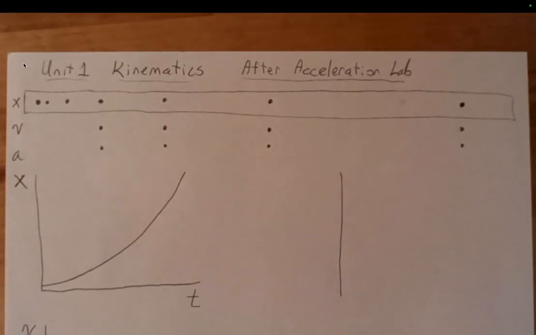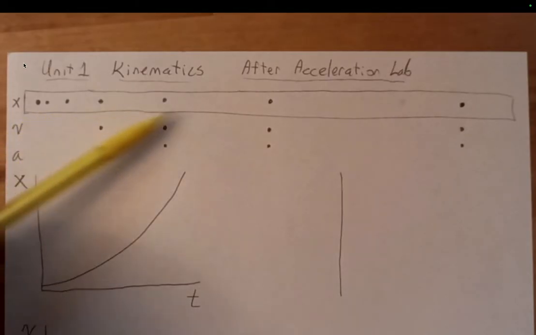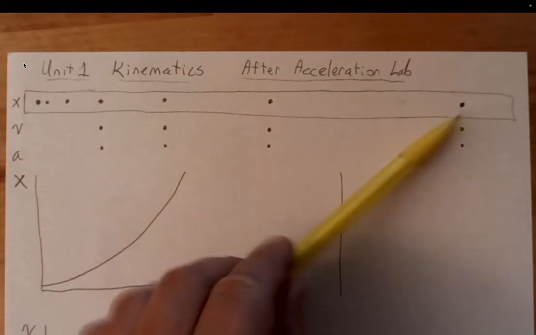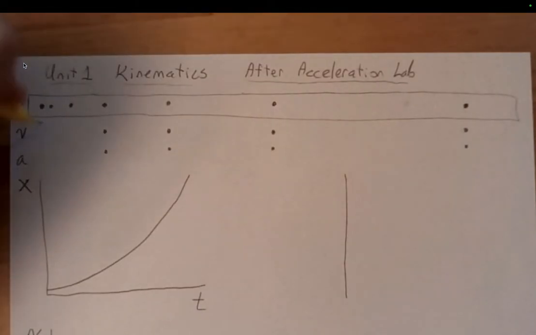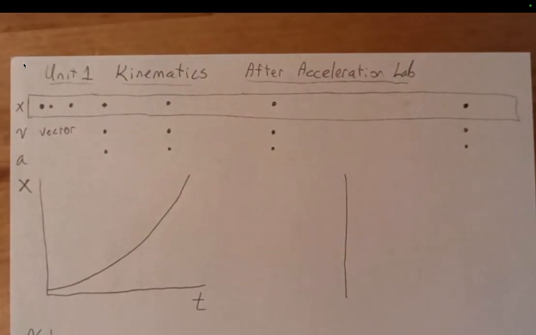Now that we've done our acceleration lab, we have collected our position data. As we saw this thing rolling down the track, we saw that these points were getting farther and farther apart. So I want to start us off here to where velocity is a vector. A vector meaning that it has a direction and a magnitude. A magnitude, that's where we're just going to get into a number.